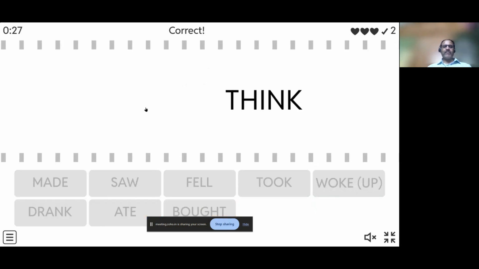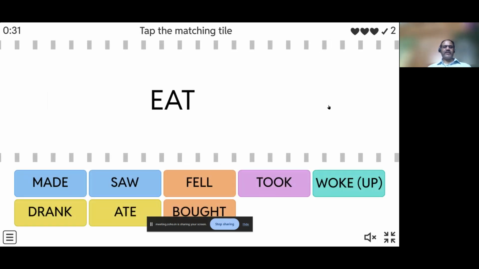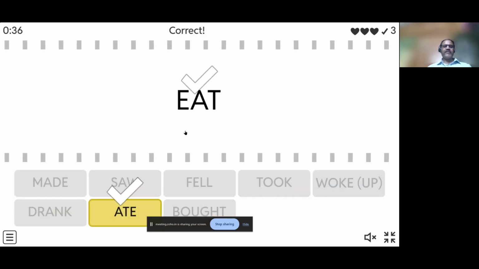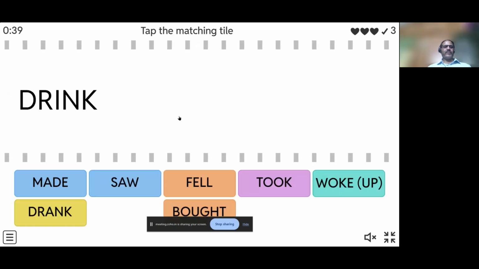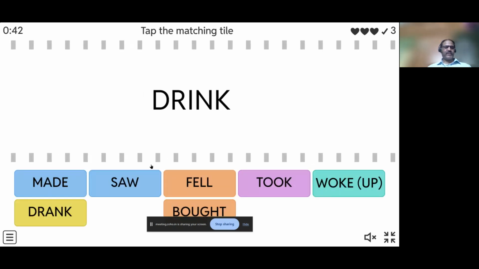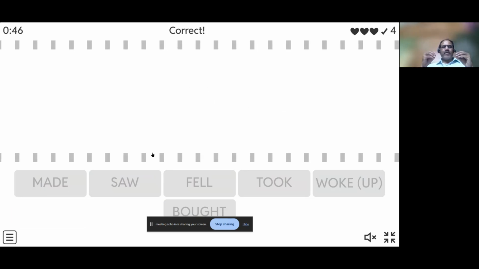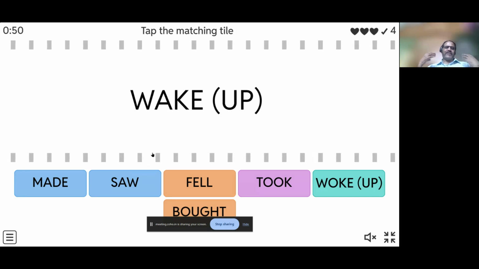Now the Vande Bharat Express moves. Next station is Nellore, right? Eat, ate. Now the train moves. Renigunta station has come. Drink, drank. So it's the same game, but the visualization is completely different.